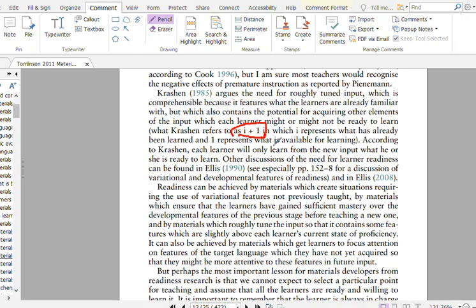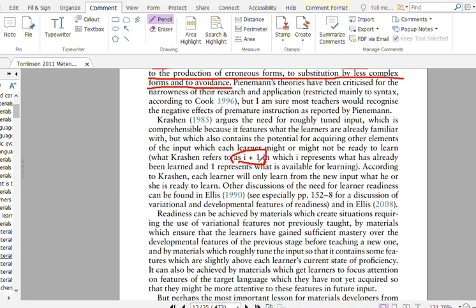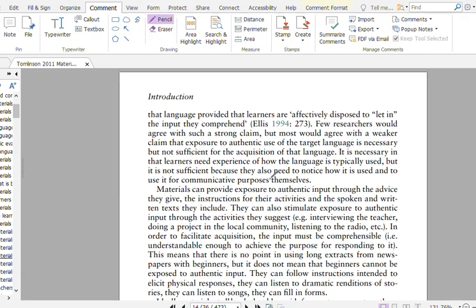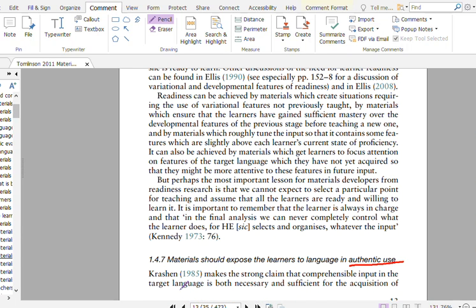That's why, again, by Krashen we have i+1, and you are familiar with this idea. The seventh finding by SLA researchers: materials should expose the learners to language in authentic use. I have always talked about authentic use. For example, especially for oral language skills, listening and speaking, we should necessarily use authentic materials.